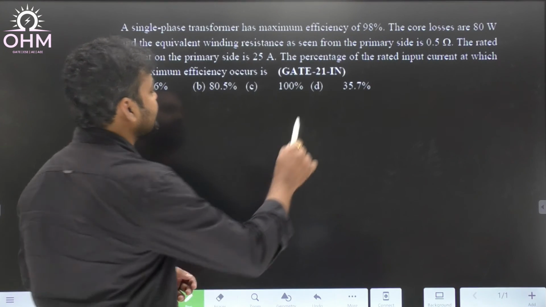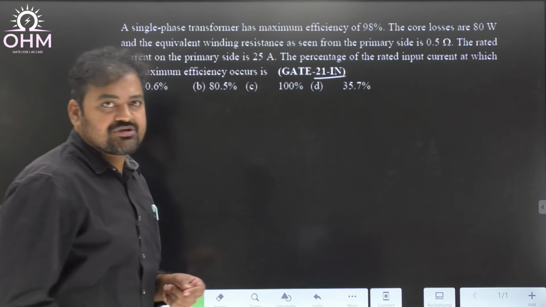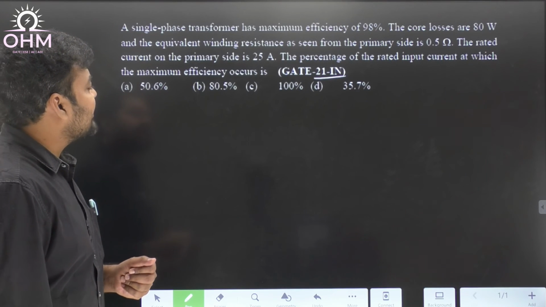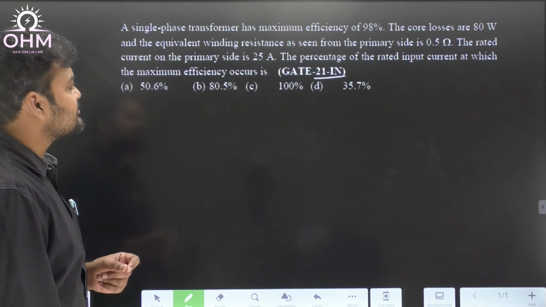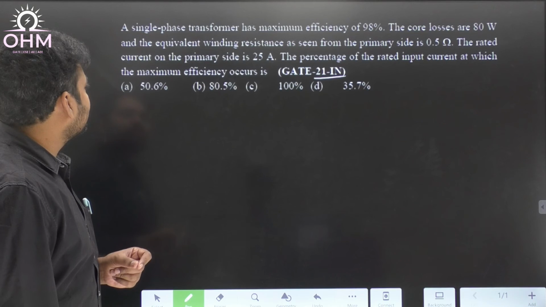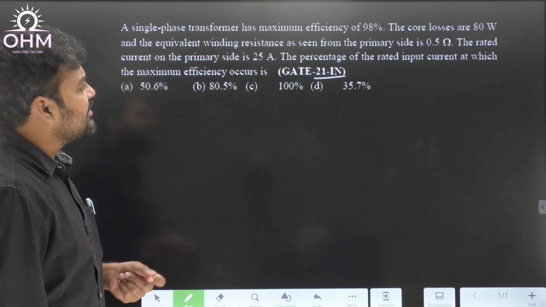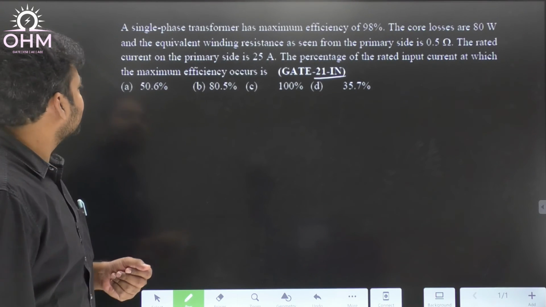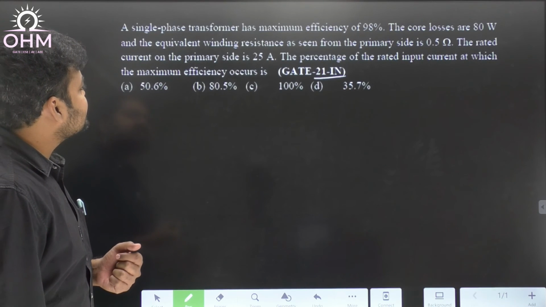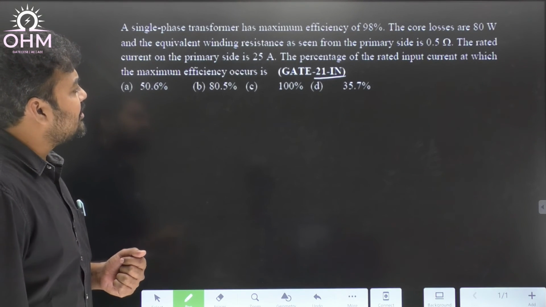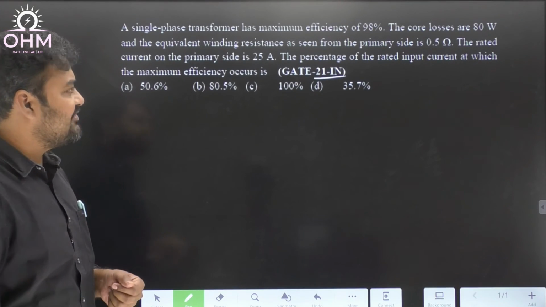This is a question from the GATE 2021 instrumentation paper. Read the problem. A single phase transformer has a maximum efficiency of 98%. Core losses are equal to 80 watt and the equivalent winding resistance seen from the primary side is 0.5 ohm. The rated current on the primary side is 25 ampere. What is the percentage of the input current at which maximum efficiency occurs?